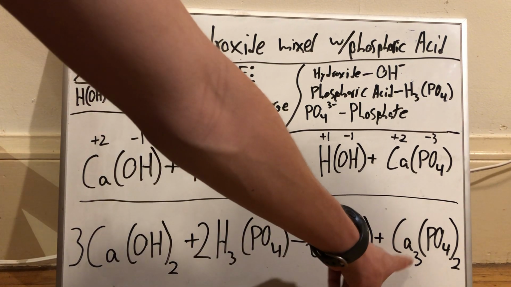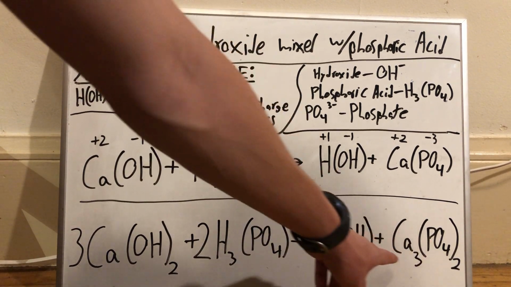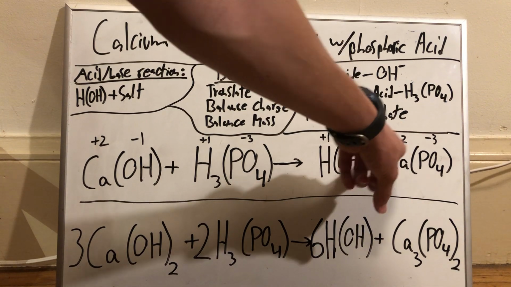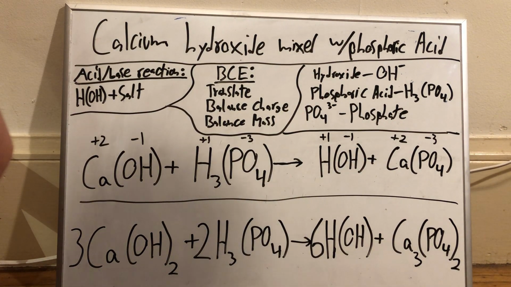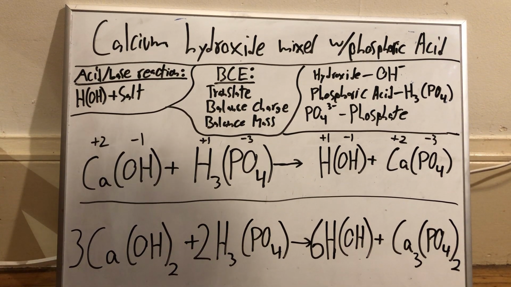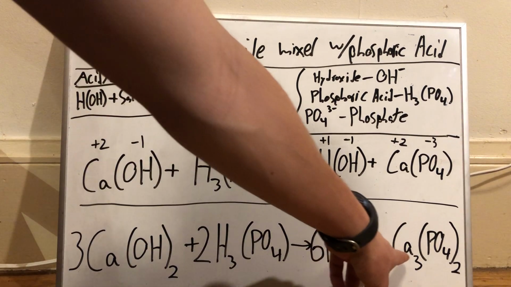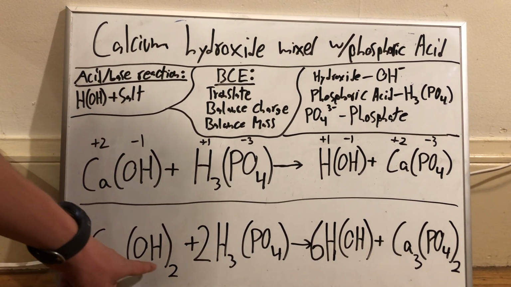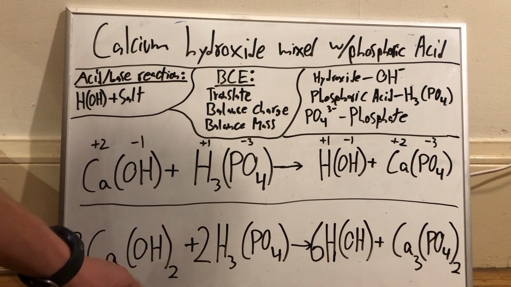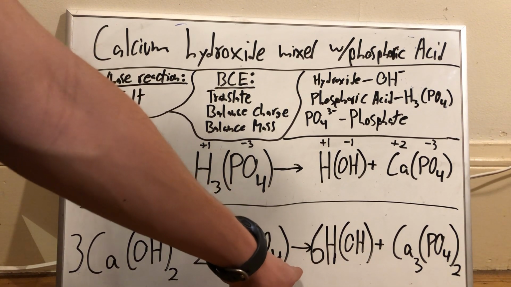And here we have calcium 3 and phosphate 2, right? Because you flip the charges. We have 2 and 3, so now we're going to say 3 and 2. Okay, now we balance mass. I saw that we had 3 calciums here, so I multiplied calcium by 3 here, okay? And then I'm going to see that we have 6 hydroxides, so I wrote 6 here.